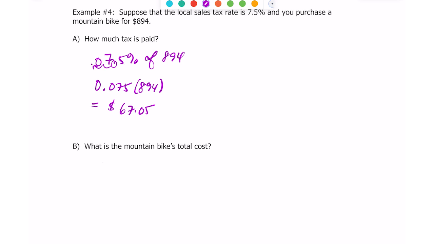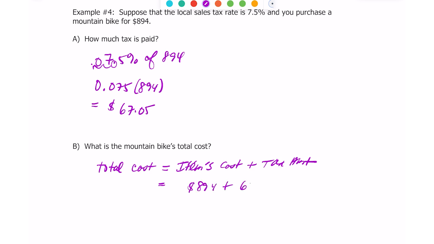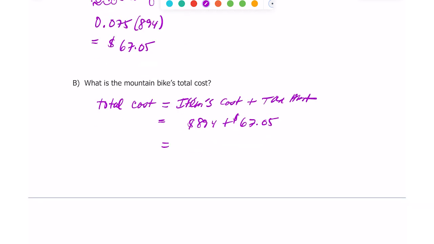Now, when you're paying for the mountain bike, the original cost was $894, but now I need to add on the sales tax. So when I'm looking for the total cost, it's going to be the item's cost plus the tax amount. So the item's cost was $894, and the tax amount is $67.05. So the total cost of the item is going to be $961.05.